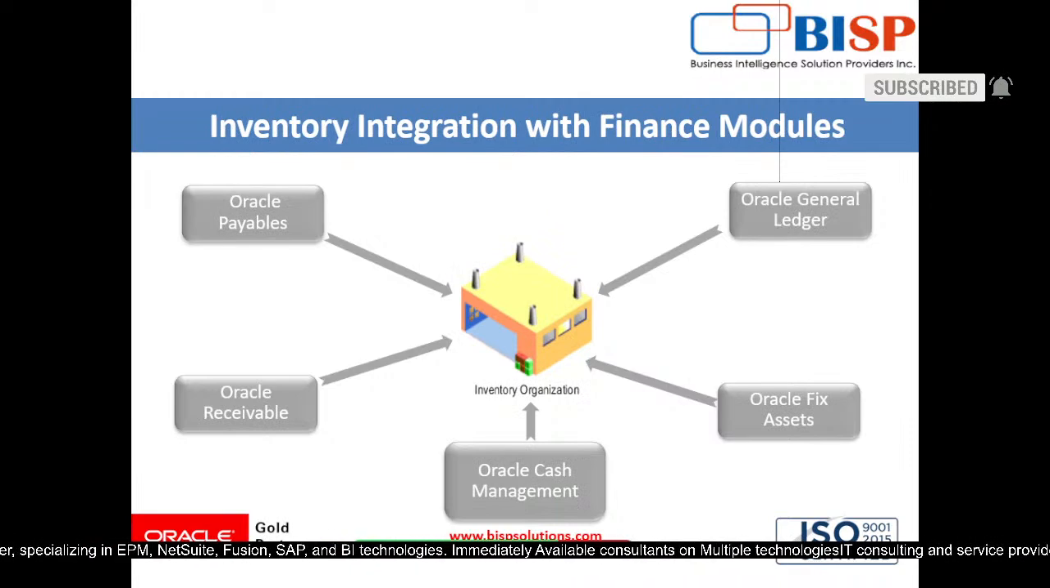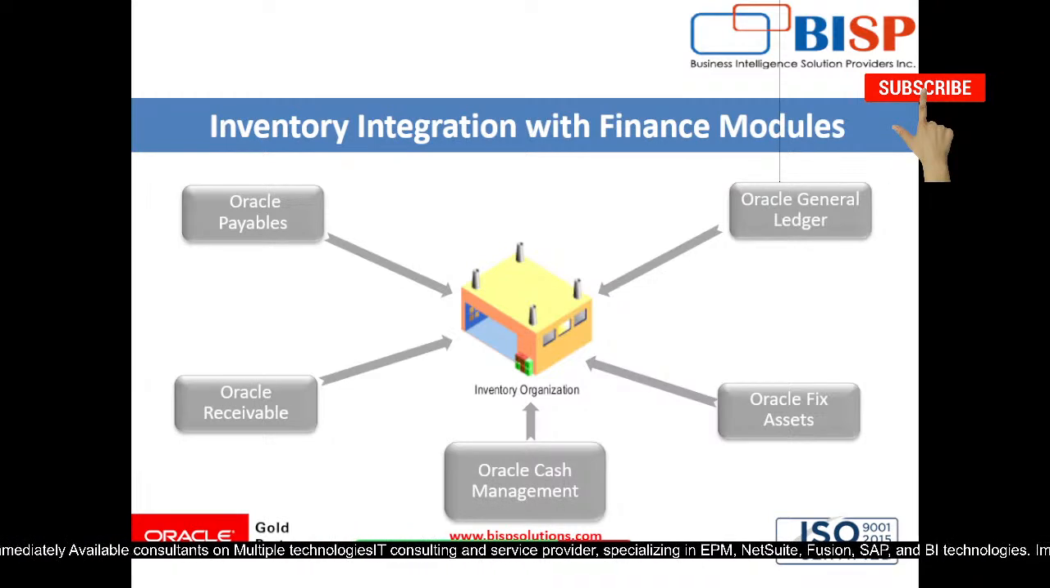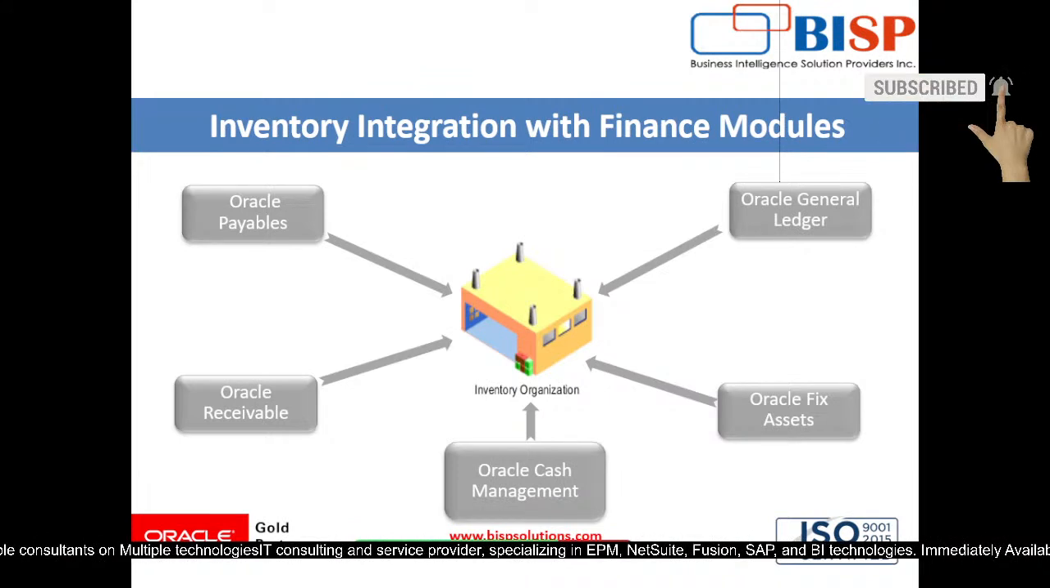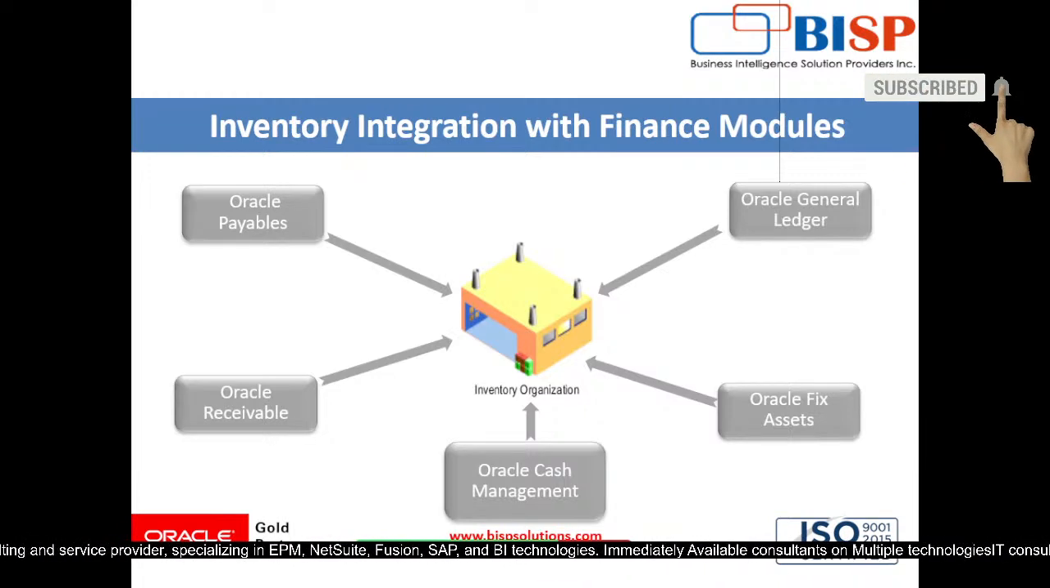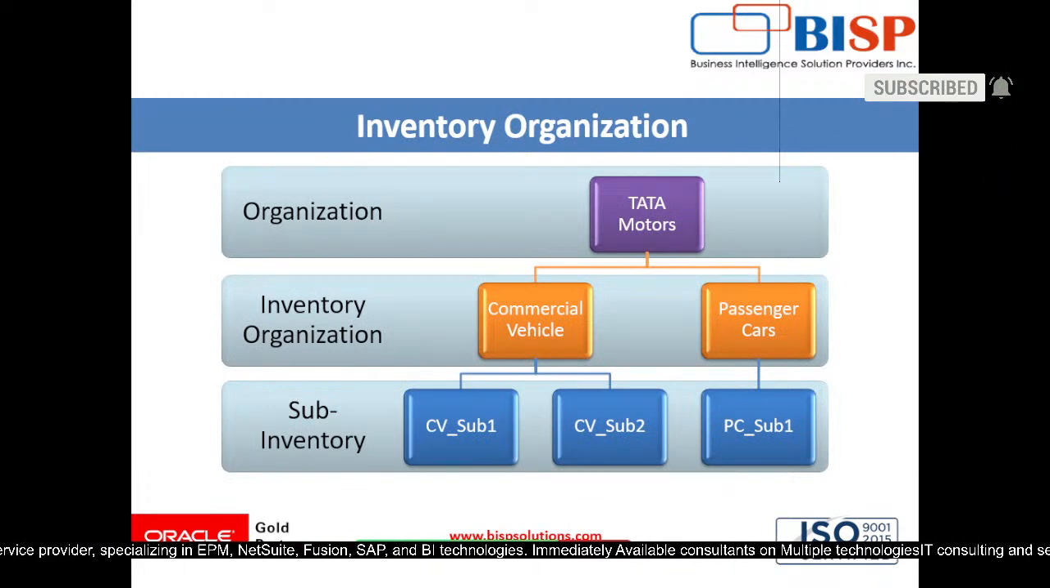You can see we have the payables application, receivables application, cash management, fixed assets. All the information you can save in your general ledger so that you can create your monthly reports, weekly reports, so that the higher authority of your organization can take decisions easily, right? So this is all about our inventory organization. Let's move to our next topic, that is item master inventory organization, right?